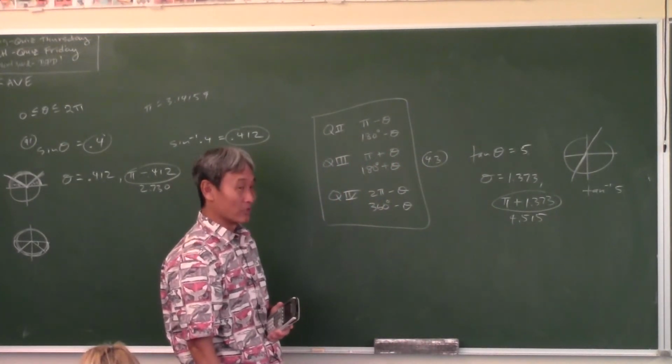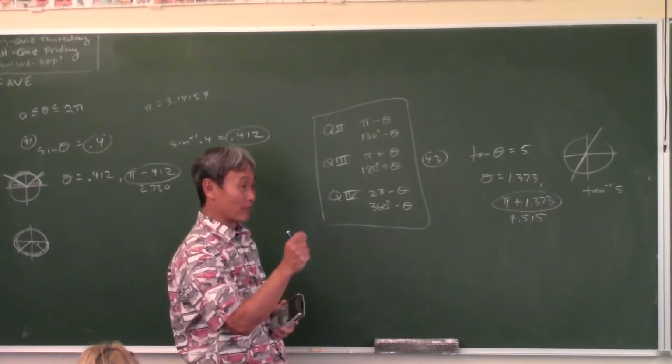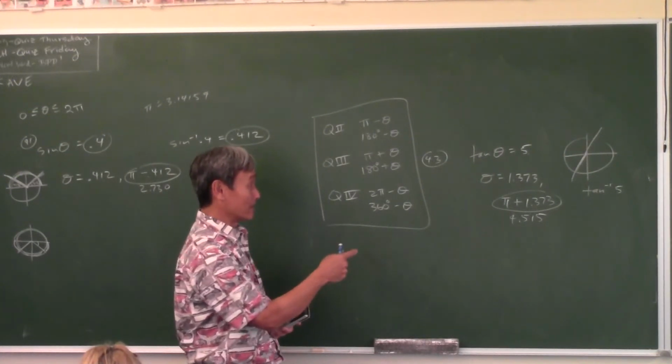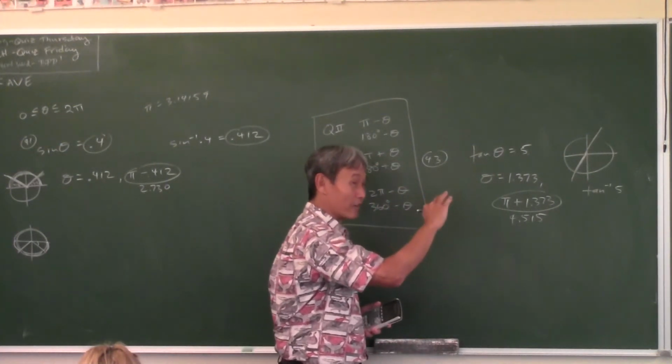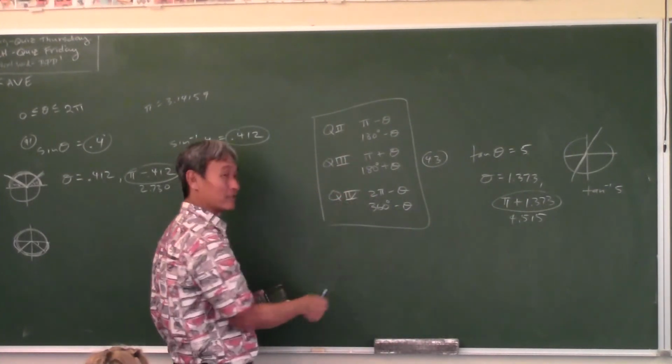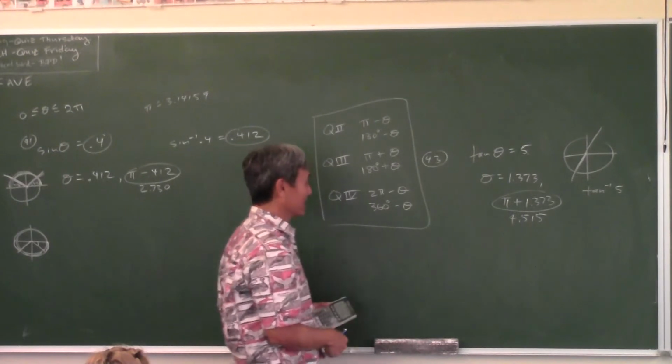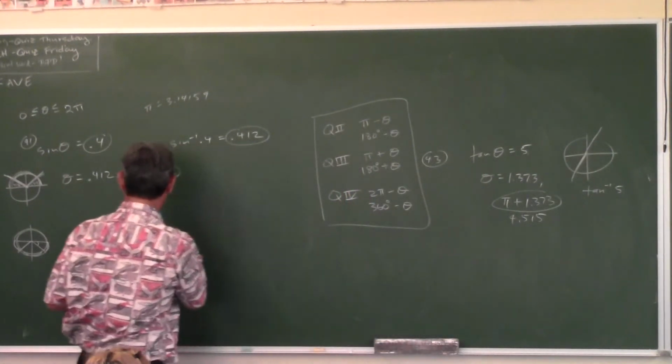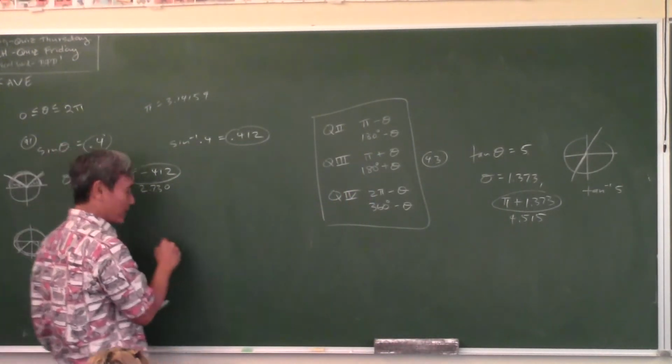So you guys understand what to do? So first you find the reference angle, and then depending on what quadrant you're looking for, you either subtract it from pi, you add it to pi, or you subtract it from 2 pi. Okay, let's do 45. Hopefully we're getting the hang of it.